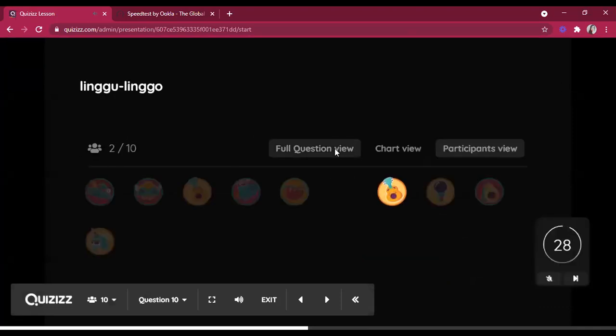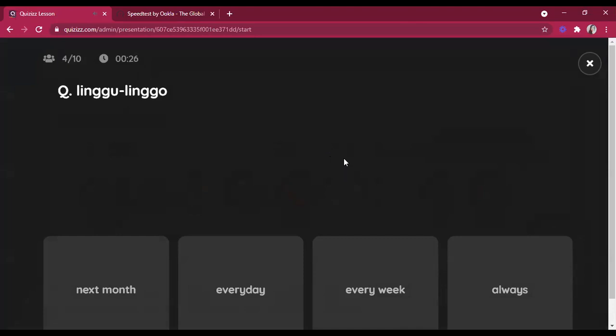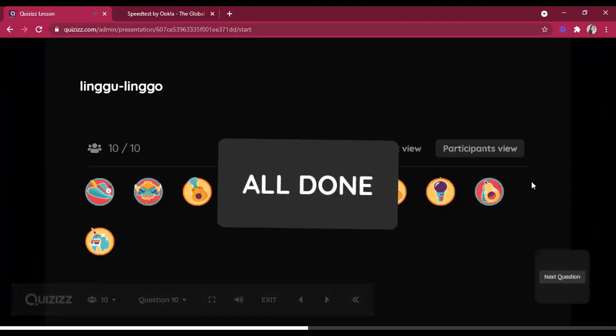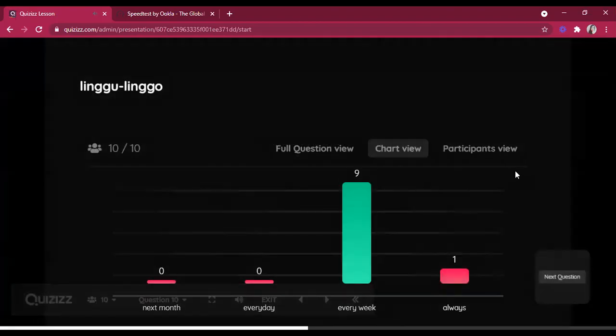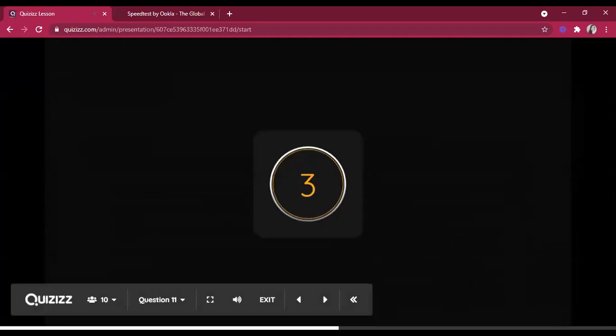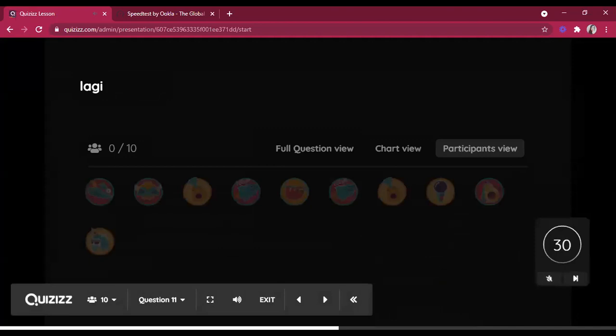Linggo-linggo. Number 10. What in English? Next month, every day, every week. Linggo-linggo kami lumalabas every week. It's like the dog Dingo, Dingo is his name. Next.